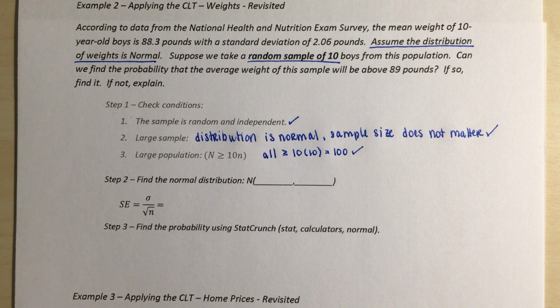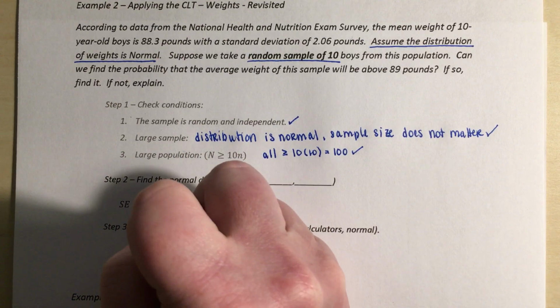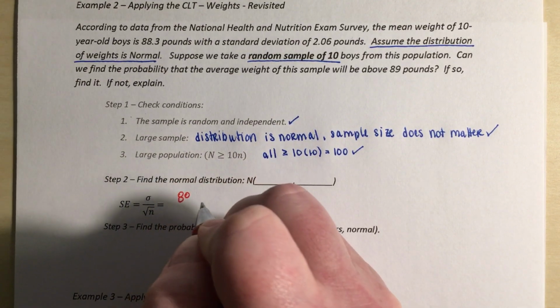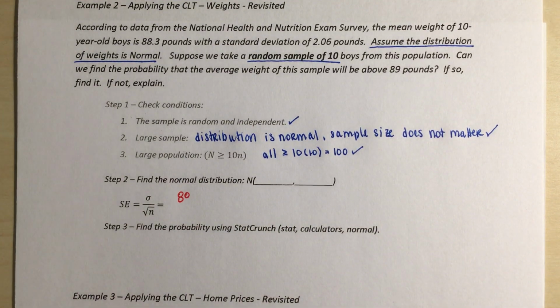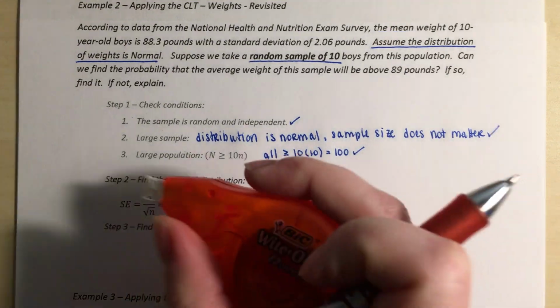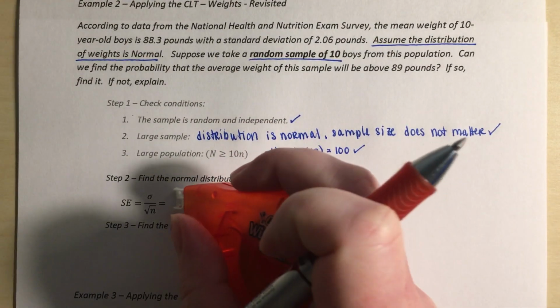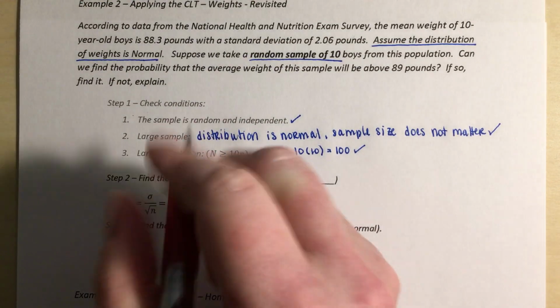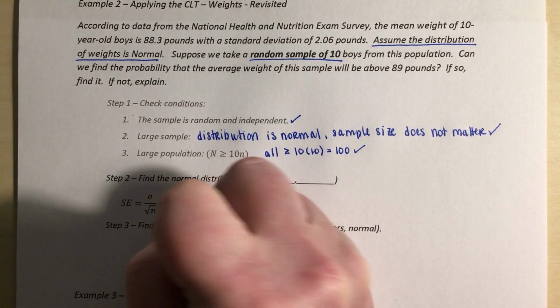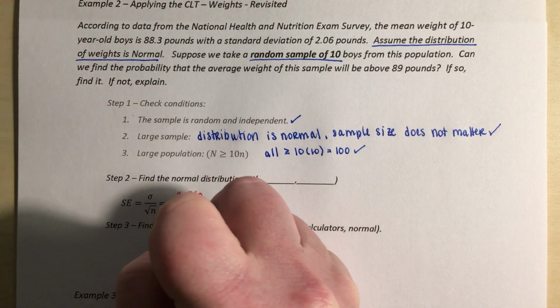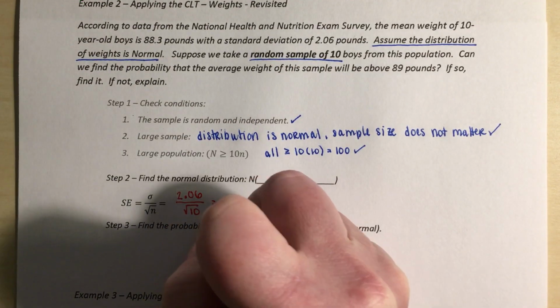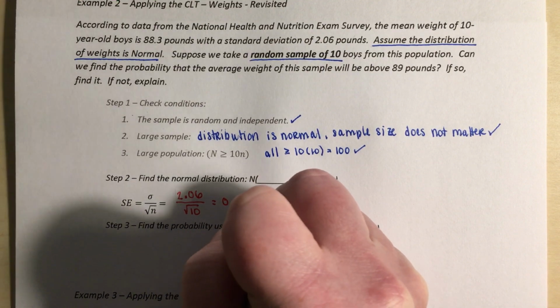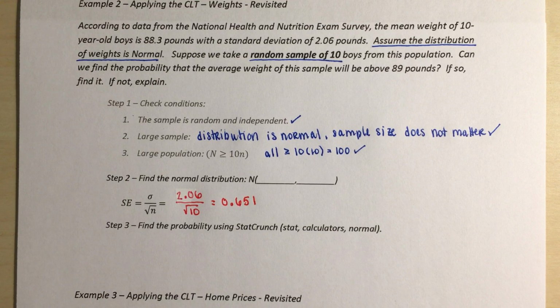All right, so now we're going to find our normal distribution. We're going to start by finding our standard error. So we're going to take our mean of 88, or excuse me, not our mean, our standard deviation, our 2.06, divided by the square root of 10, and that's going to give us 0.651.